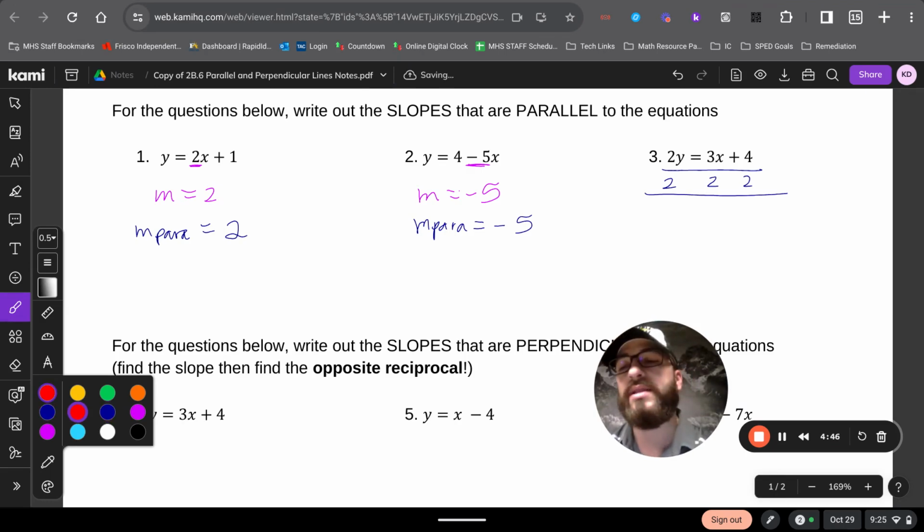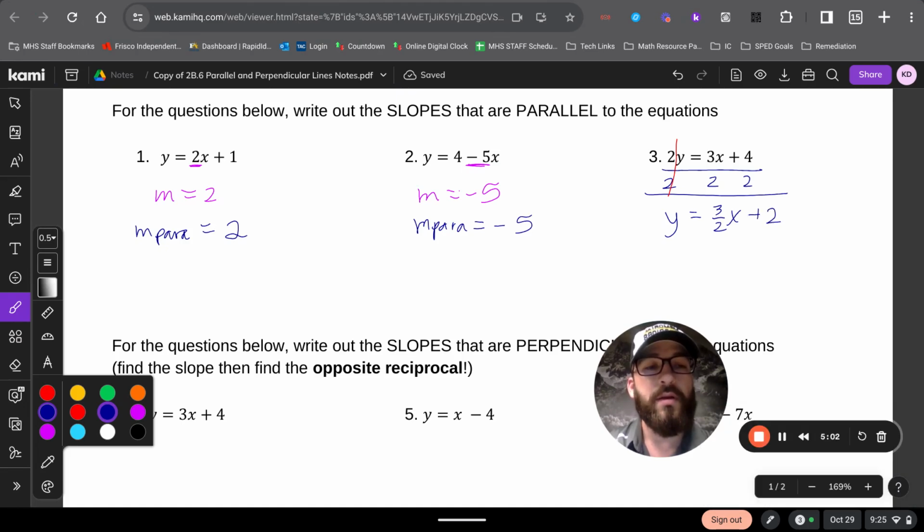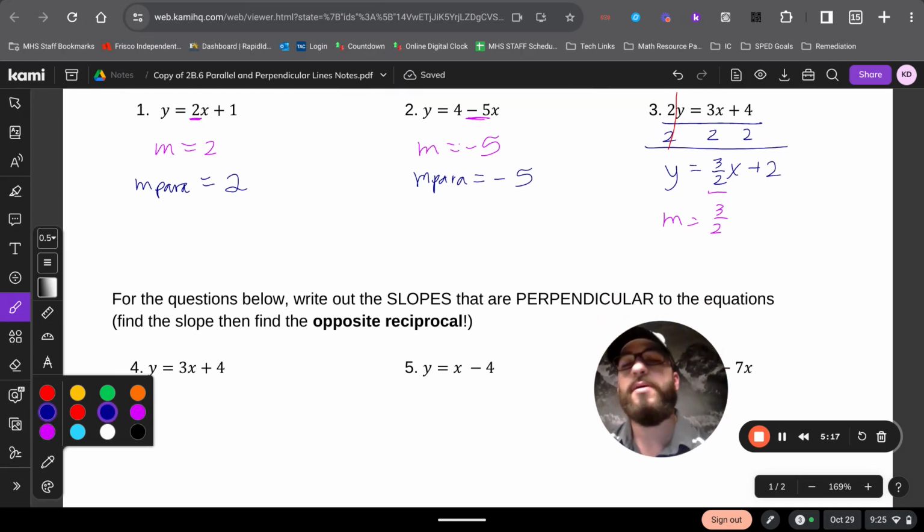Over on the left, my 2 and my 2 are going to cancel out. Over on the right, 2 does not go into 3, so I'm just going to leave that as 3/2 x. 2 does go into 4 twice, so I'm going to change that to plus 2. And from here, now it is in slope-intercept form, so I can identify my original slope, which is always the number in front of x, so m is equal to 3/2. And since I'm looking for parallel slope, which is the same, our parallel slope is also 3/2.